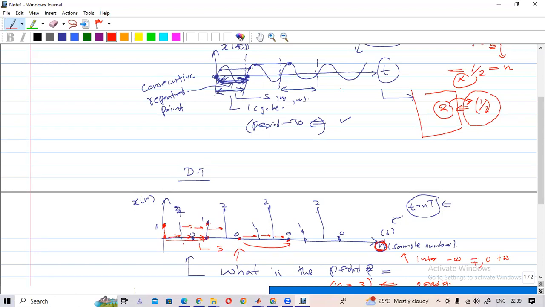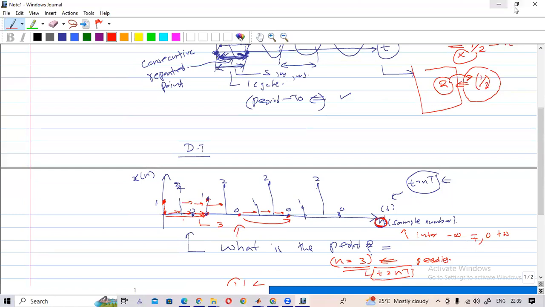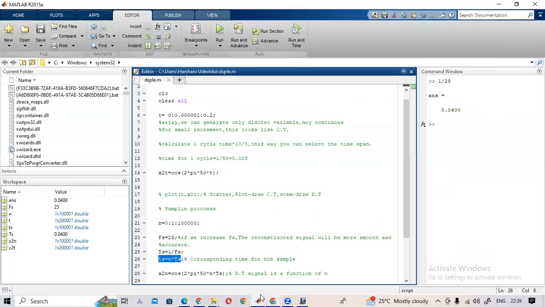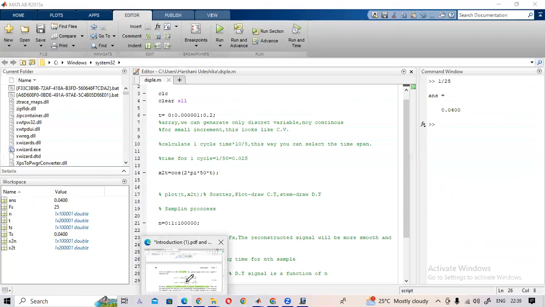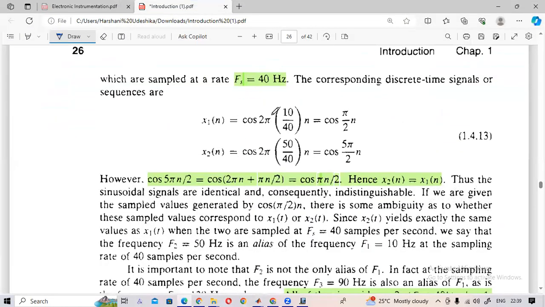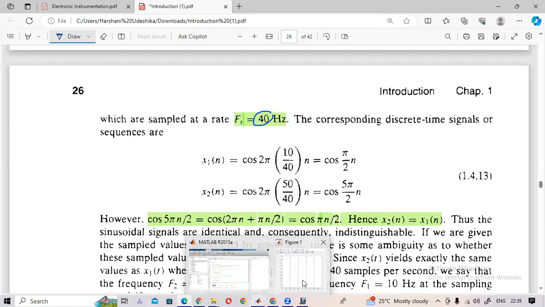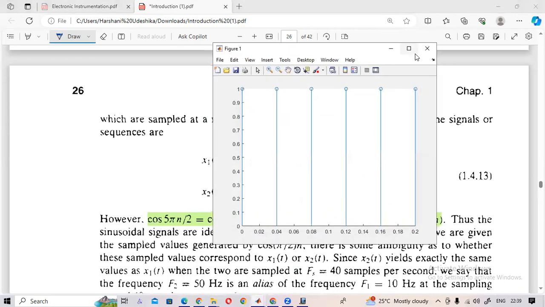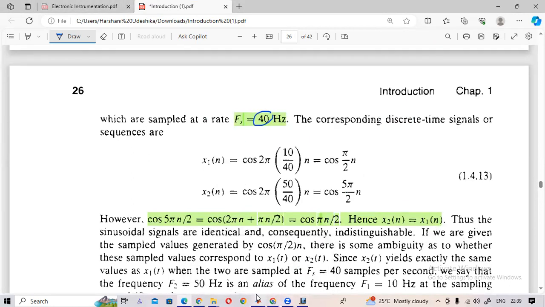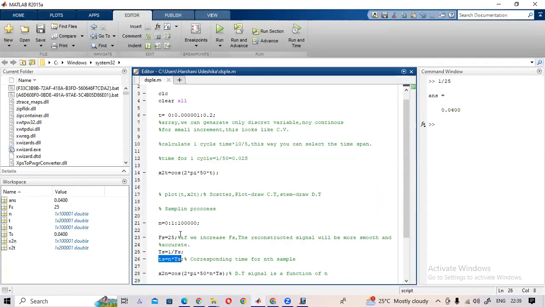Okay, so keep it in mind. We will select another sampling frequency. It is easy to select another sampling frequency. As given, now let's consider 40. I am going to change my sampling frequency. It should be 40. Now my sampling frequency will be 40.